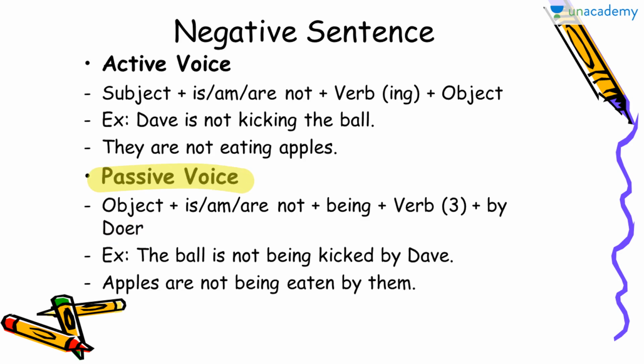The passive voice combination will always be this: is/am/are, plus not if it is a negative sentence, plus being, which is the major part of this sentence, and verb third form. For example, the ball is not being kicked by Dave. Apples are not being eaten by them. So the part of the sentence which tells about continuous is being, which tells about present is is/are, like the ball is, apples are, and then verb third form tells that it is in passive voice.